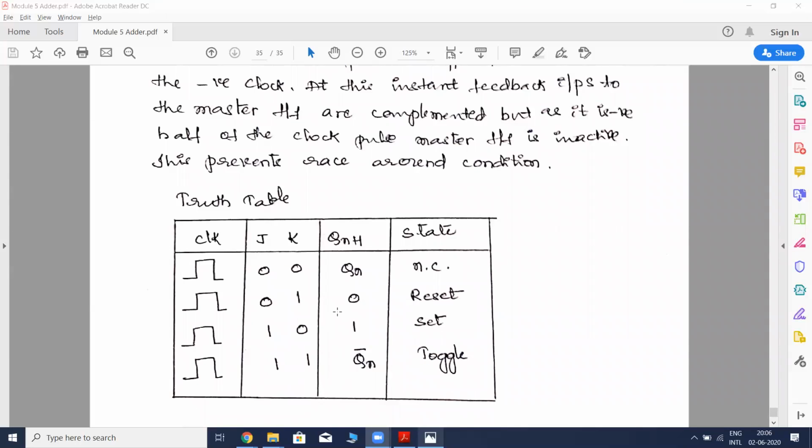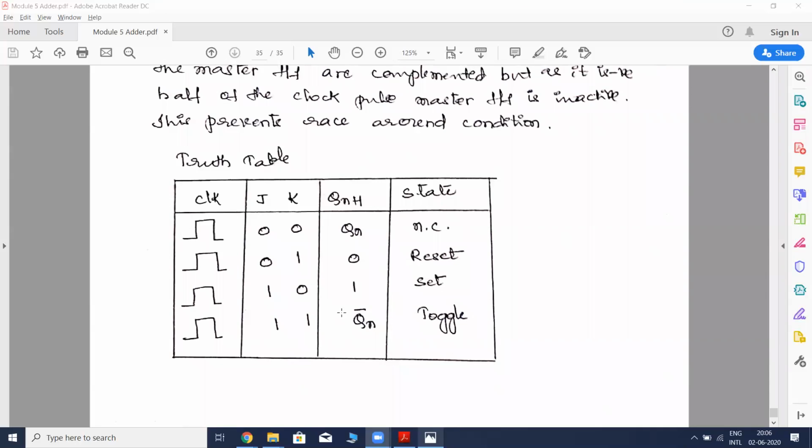Okay, now let us finally see the truth table. Here, only when the clock is present will it be active. When J and K are both the same, what is the present state? It will be the previous state only, that is Qn. What do we call that state? It is the no change state.